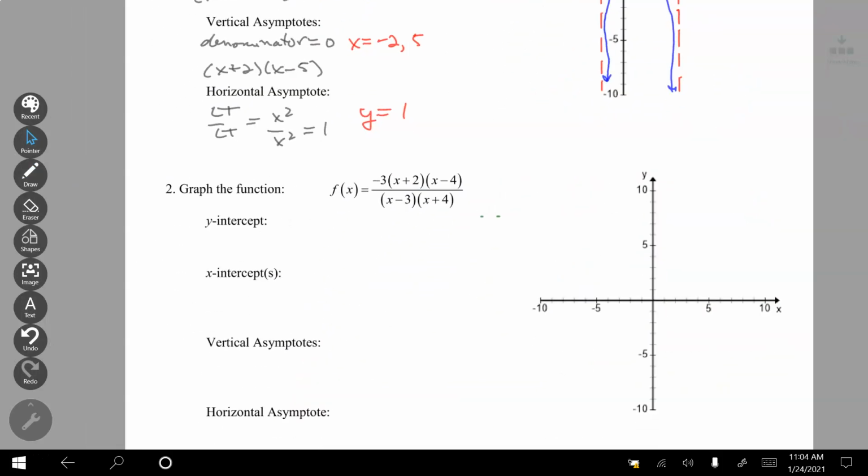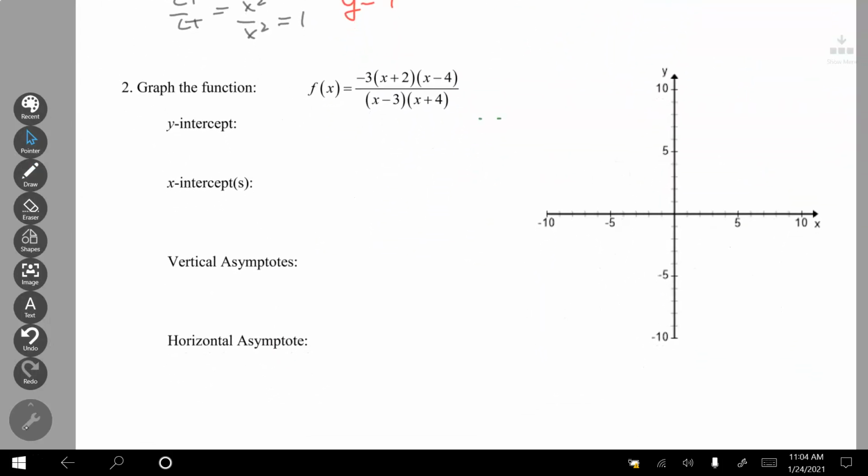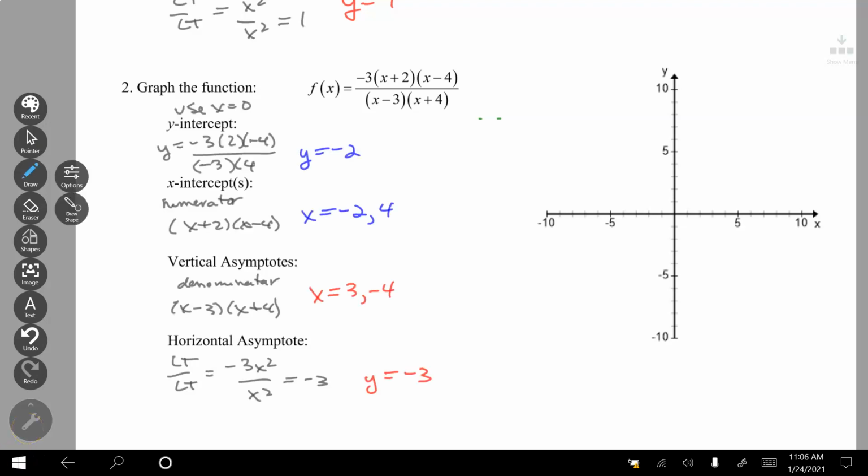Okay, next example. Well, I was nice on this next example. I already gave it to you in factored form, so we don't have to factor. So let's go through these 4 details. Okay, so I did all 4 features. Don't forget there's a -3 up front. So step 1, y-intercept, I plugged in x equals 0. Don't forget that -3. I got y equals -2 is the y-intercept.